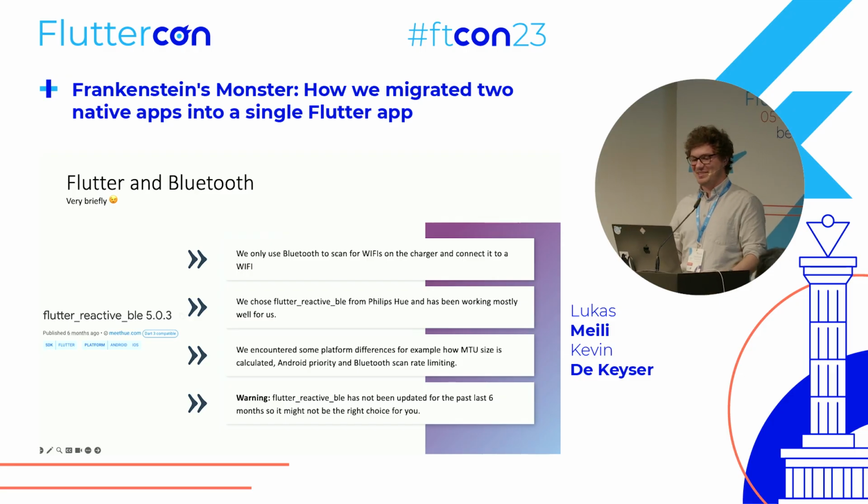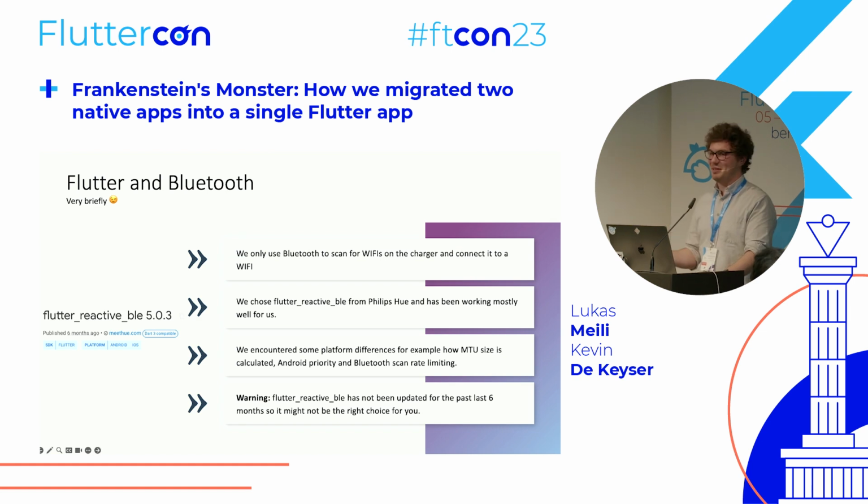We're going to narrow down Bluetooth quite a bit here because we realized during making the talk we're running out of time. So we only highlight very briefly our experience with Bluetooth. We essentially only use Bluetooth to tell the booster to scan for Wi-Fi networks around its area and then to connect to one of them. For that, we chose Flutter Reactive BLE because it was backed by Philips Hue, and this has been working well mostly for us.